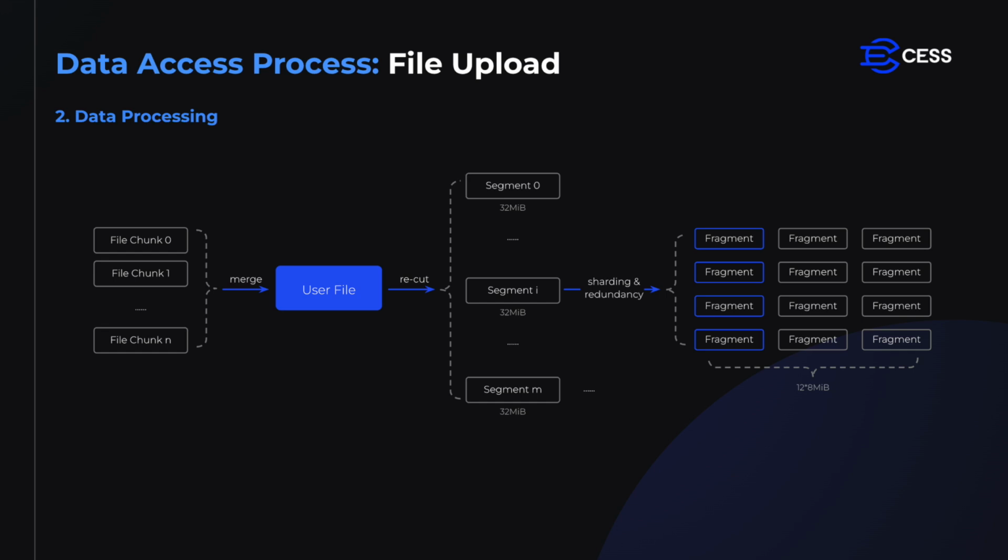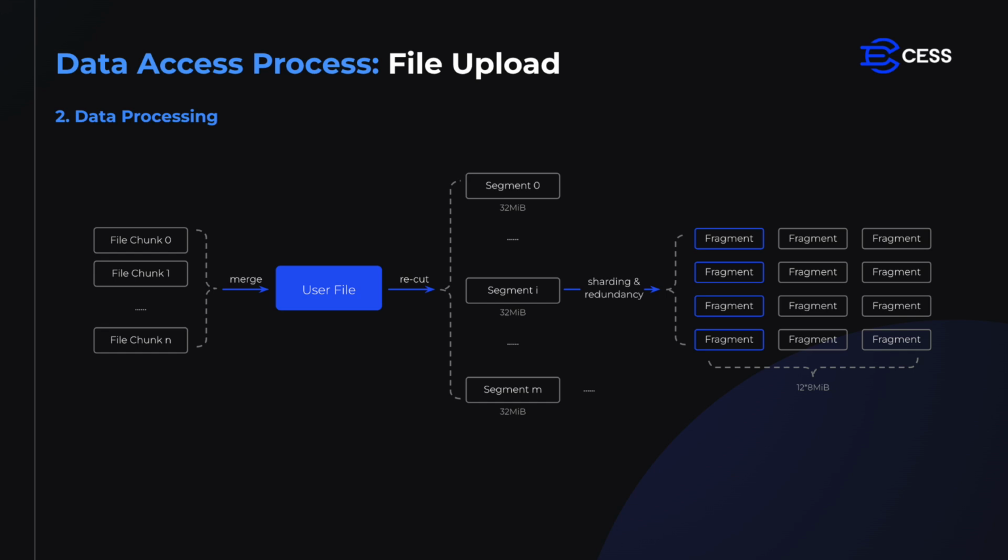The next step is data processing. When a file is uploaded in chunks, DeOSS first reassembles the uploaded chunks into a complete file. This file is then divided into segments, each adhering to a predefined specification, with each segment being 32 MiB in size. Following this, DeOSS processes each segment separately by slicing them and adding redundancy.